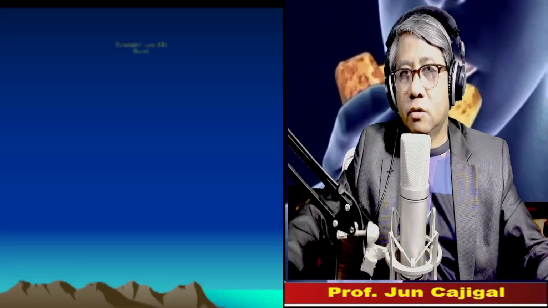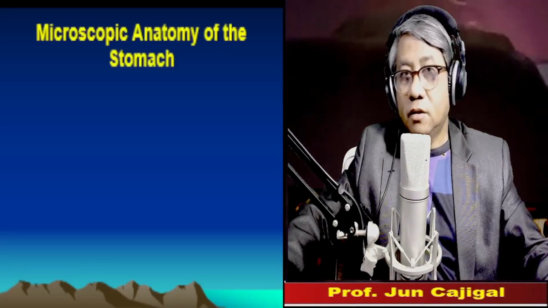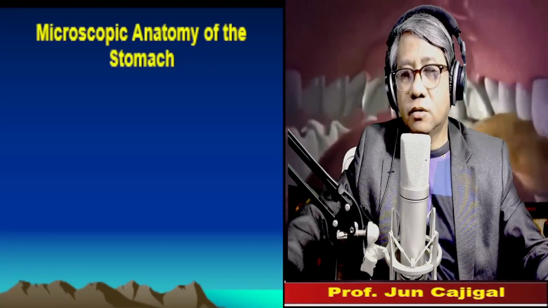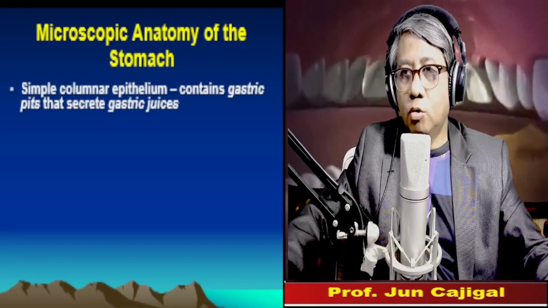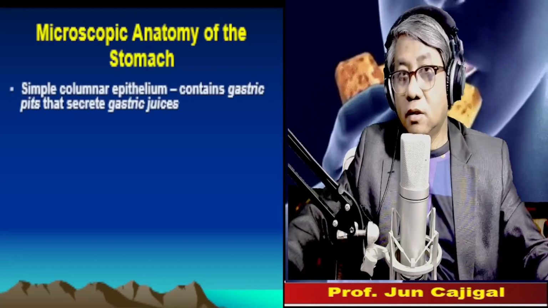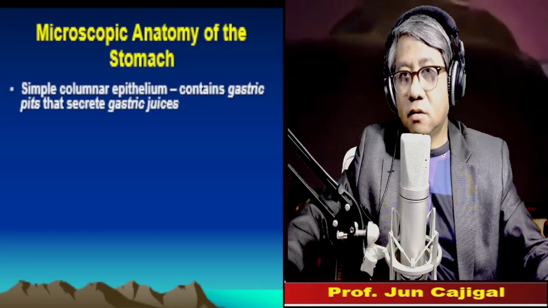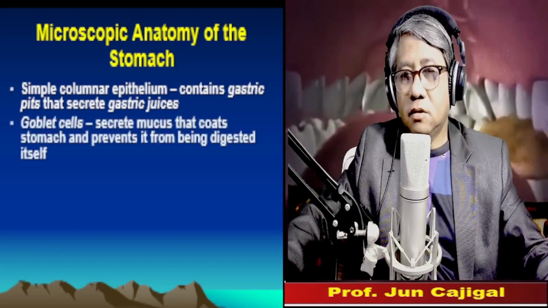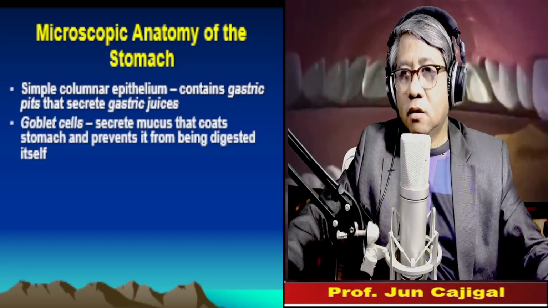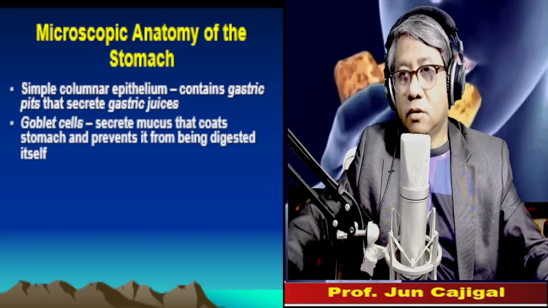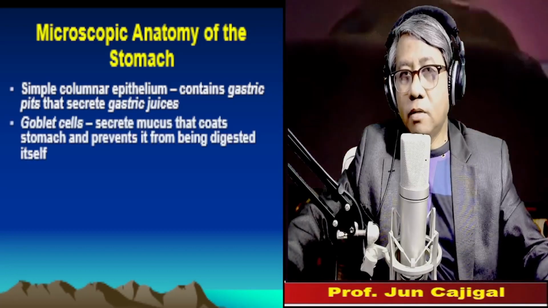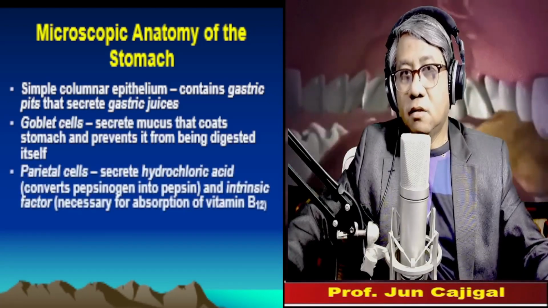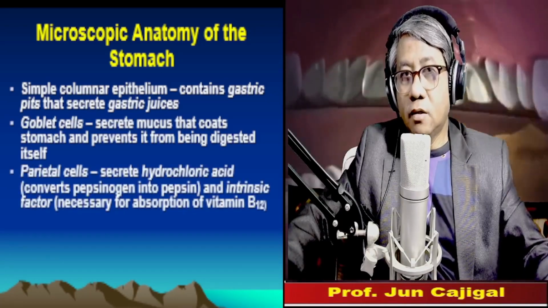Now, in terms of its histology, the stomach is composed of the following cells and tissues. First, we have simple columnar epithelium that contains gastric pits that secrete gastric juices. Then we have goblet cells that secrete mucus that coats the inner lining of the stomach and prevents it from being digested itself. Then we have parietal cells that secrete hydrochloric acid.